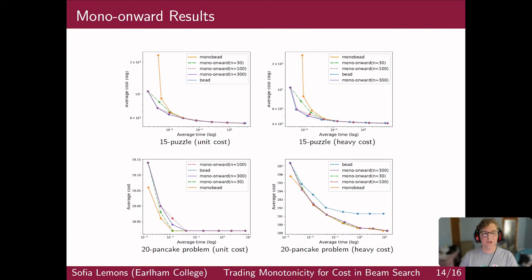Again, in terms of average solution cost versus time, we see the kind of behavior that we would hope for, that the solution quality returned by mono-onward is between that of bead and monobead, where increasing the n value generally gives performance closer to beam search, and decreasing the n value generally gives performance closer to monobead search, with rare exceptions where the selection of the n value has some impact on where the plateau begins for the monotonic behavior, such as in the 20 pancake problem where n equals 100.